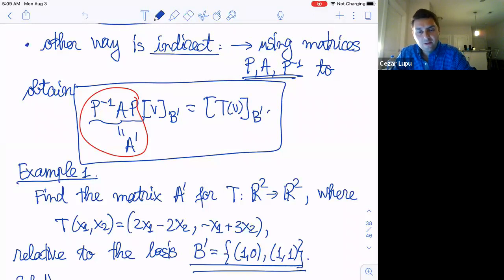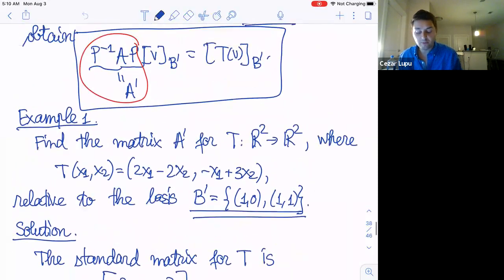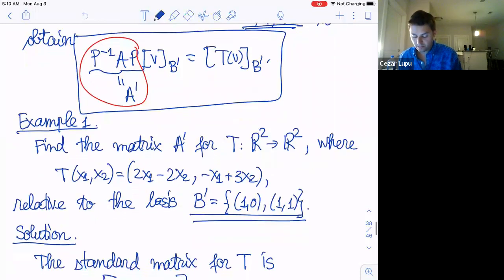And I want to find a matrix A prime for this linear transformation relative to this basis. Look at this basis. It's a basis in R2. Well, it's kind of different from the standard basis, not too much at first, but it's quite different. So we want to find this matrix. What is the first thing we need to do? As you can see here, I need to find some coordinate matrices. So first we want to write the standard matrix for the linear transformation.